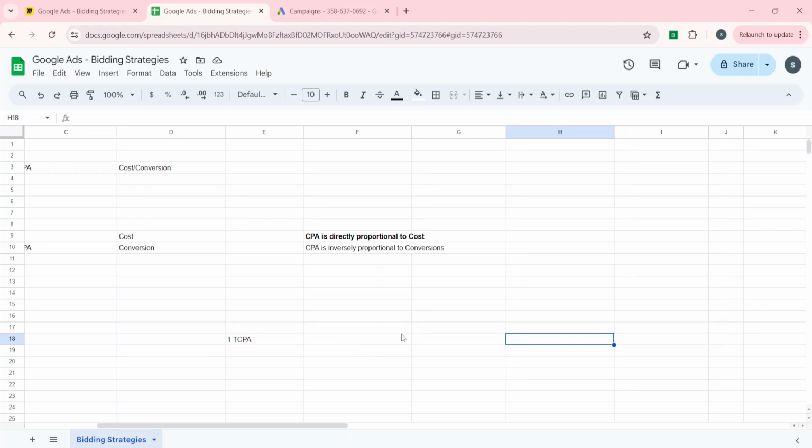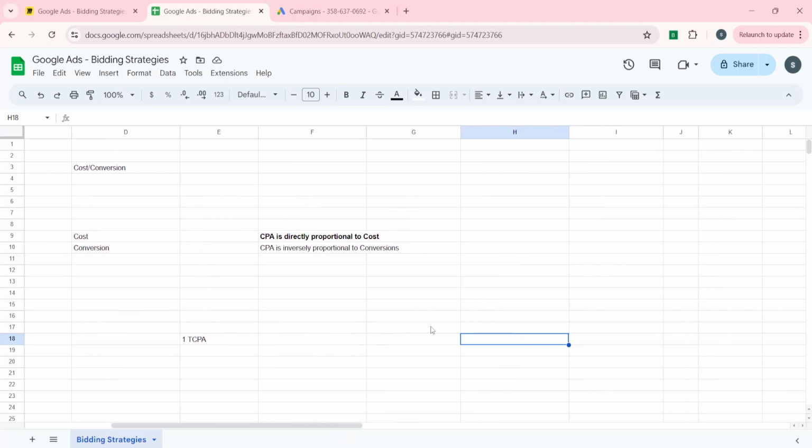So let's summarize it. When TCPA is less or decreasing, it is a burden to the algorithms. In such cases, cost will be decreased. When TCPA is more or increasing, it is easy to bring conversions because more budget is available, so cost will obviously be increased. I hope you are getting the relationship between the TCPA and cost.